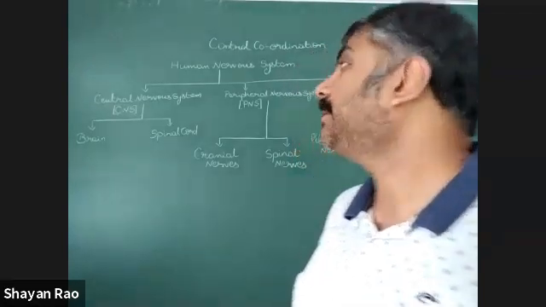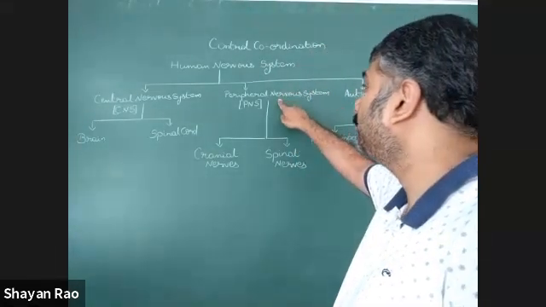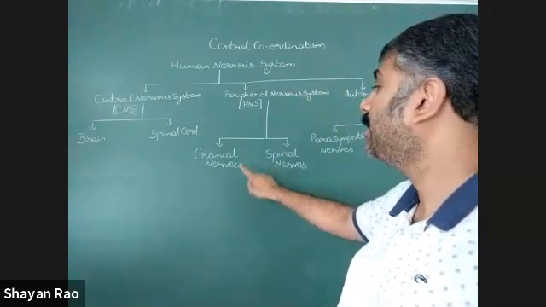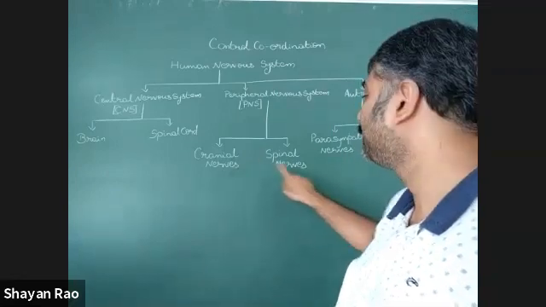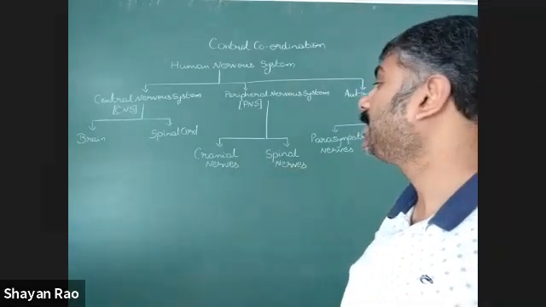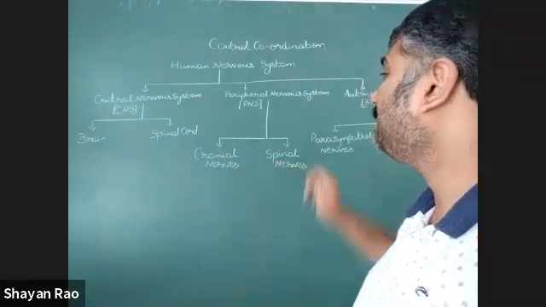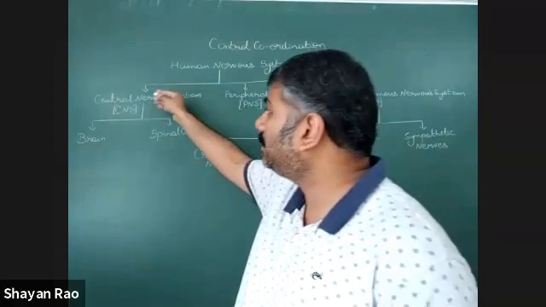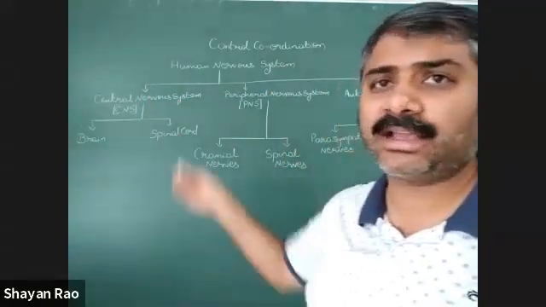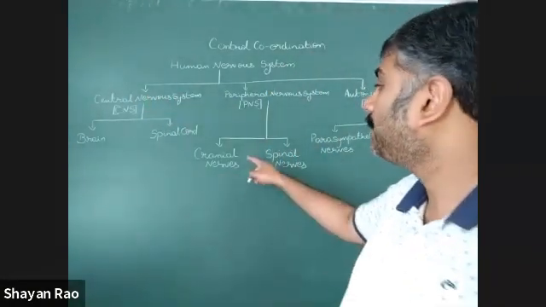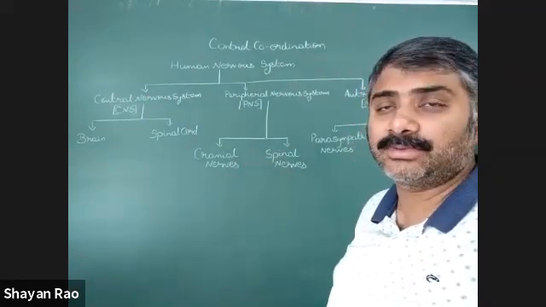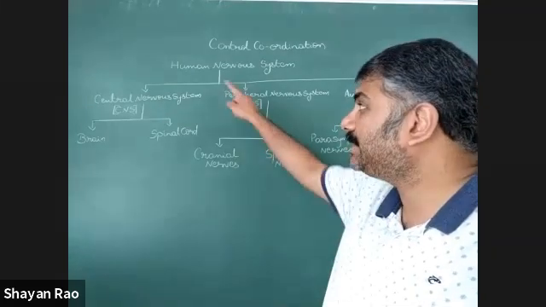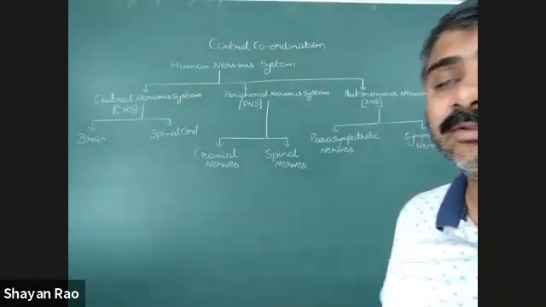Along with that, the next part is the peripheral nervous system, which we also call PNS, classified as cranial nerves and spinal nerves. What are cranial nerves and spinal nerves? Both are ultimately connected to the central nervous system. Both cranial nerves and spinal nerves, which are connected to the central nervous system, carry the information given by the central nervous system to the effectors.